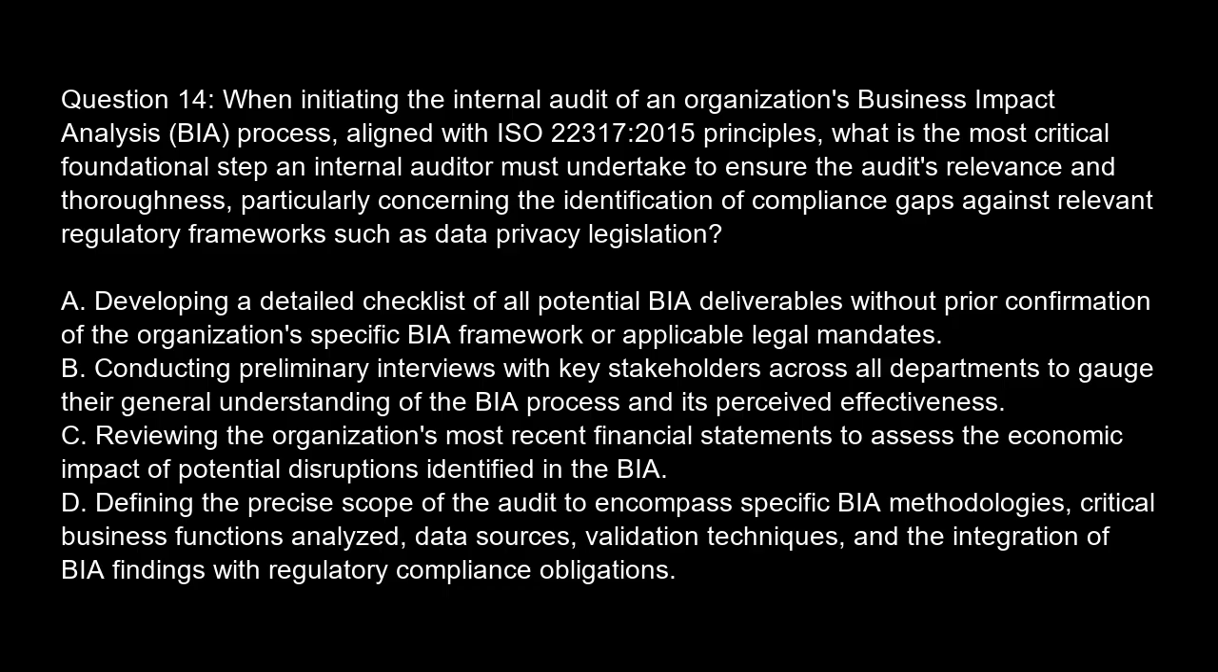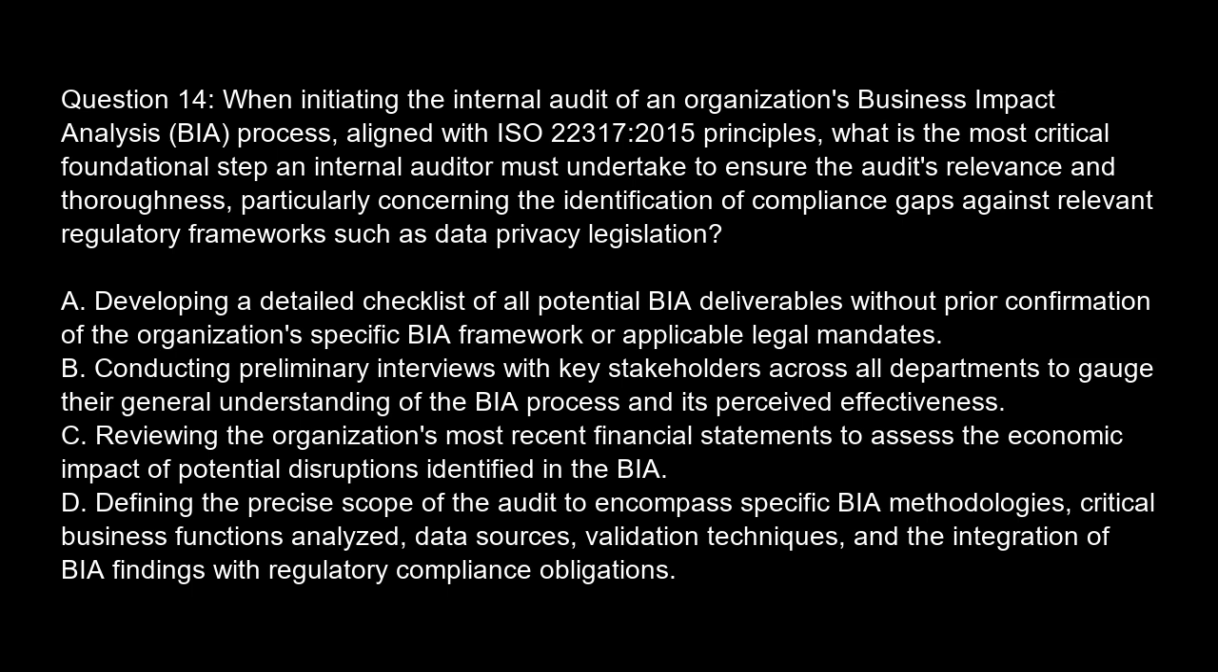Option A. Developing a detailed checklist of all potential BIA deliverables without prior confirmation of the organization's specific BIA framework or applicable legal mandates. Option B. Conducting preliminary interviews with key stakeholders across all departments to gauge their general understanding of the BIA process and its perceived effectiveness. Option C. Reviewing the organization's most recent financial statements to assess the economic impact of potential disruptions identified in the BIA.